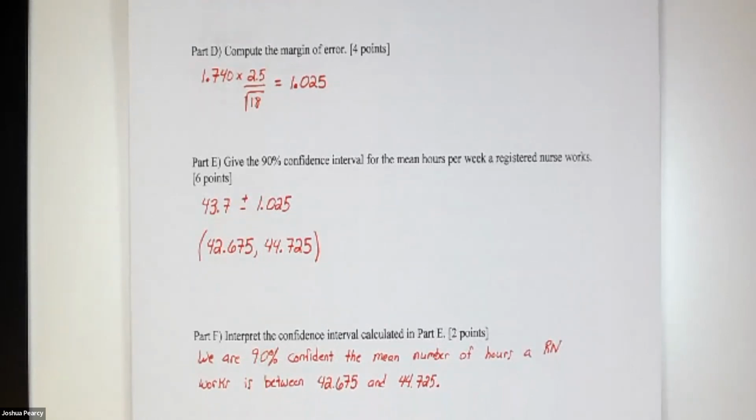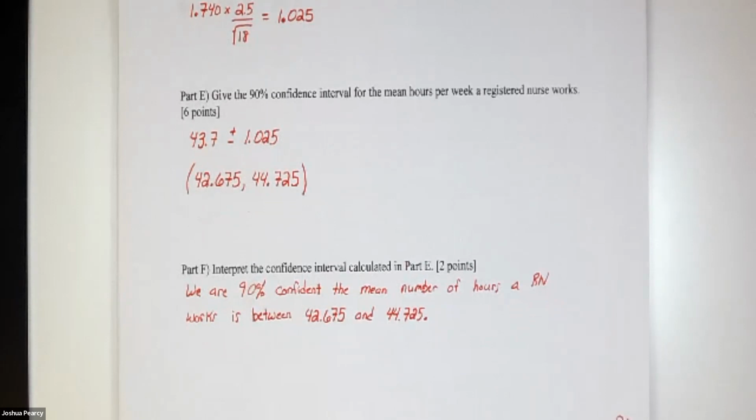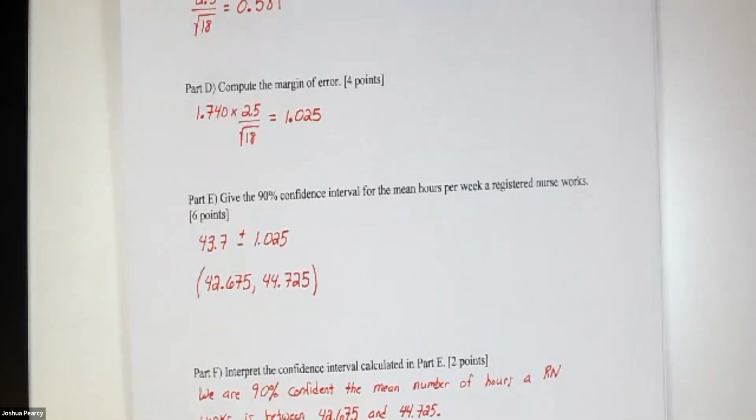Then the final part, give the confidence interval. All you do is take the point estimate that you get in part A plus or minus the margin of error that you get in part D. If you do that, you get 42.675 to 44.725. Then the interpretation. So I said no, how to interpret it because it was going to be on there. We are 90% confident the mean number of hours an RN works is between 42.675 and 44.725. So it should say per week in there, but I wasn't that picky.